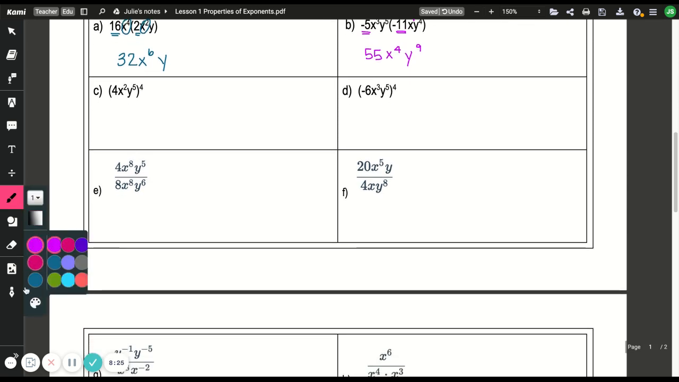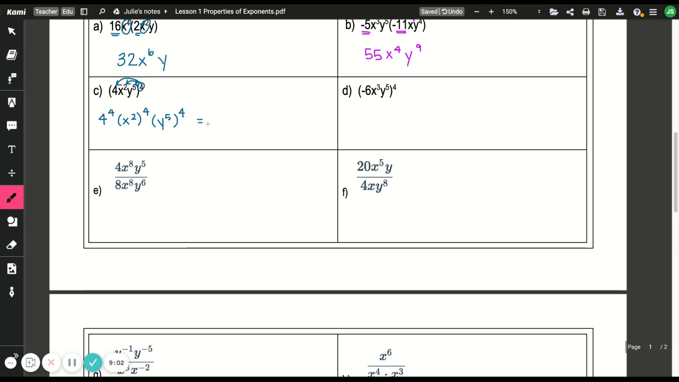The next one is the power property, saying when you have an exponent, like these, I'm going to write this one out the first time. First of all, I'm going to distribute this exponent. So I have 4 to the 4th, and then I have x squared to the 4th. You don't have to do this every time. I just want to show you once. And then we have y to the 5th to the 4th. So that exponent gets distributed in to everything.